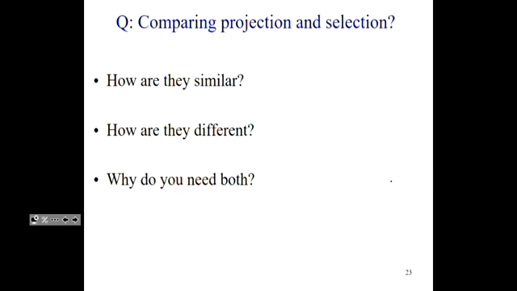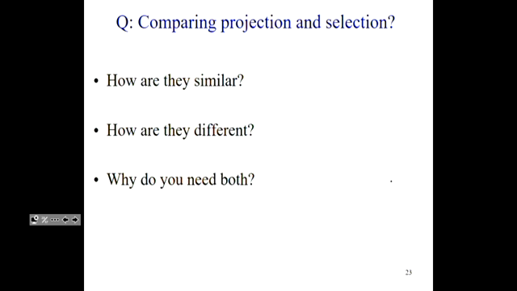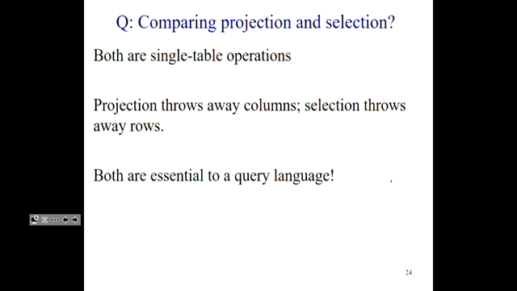All right. Okay, so comparing selection and projection. How are they different? Well, they are both single table operations. On the other hand, they are different because one of them is removing rows, the other one is removing columns. Both of these are essential because both types of operations are needed. Often you may want to focus your attention on a certain set of columns that you care about, and you may want to focus your attention on a certain set of rows that you care about, right? So both of these are essential to any database query language, and therefore they are part of the foundation of relational algebra.